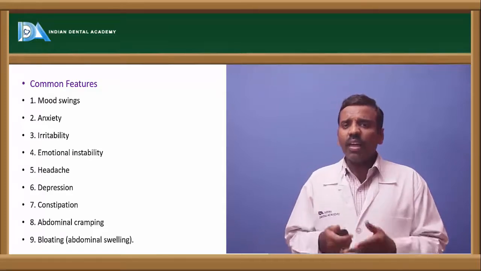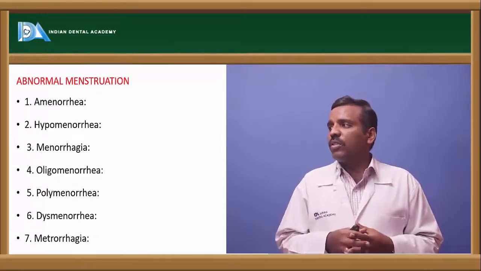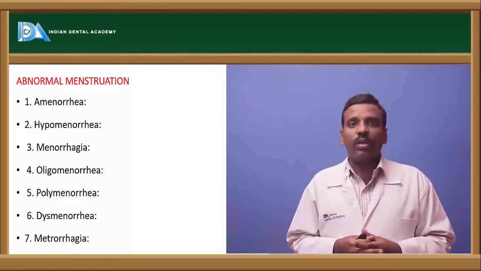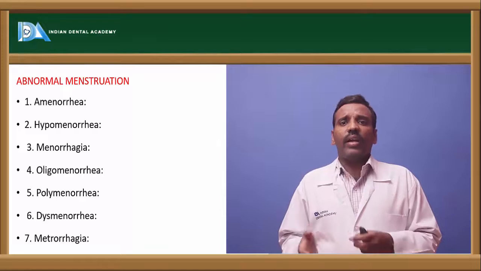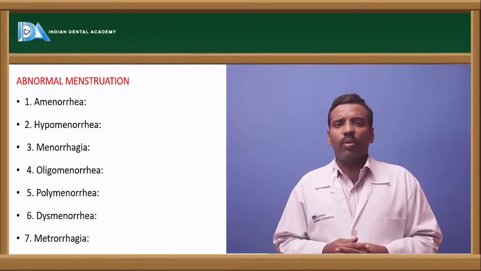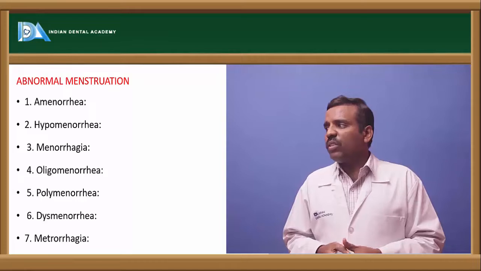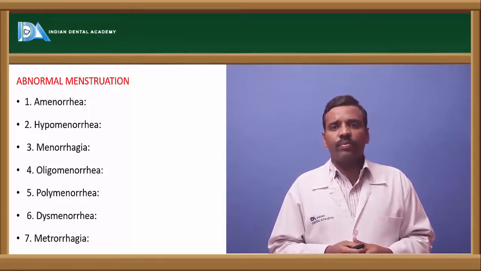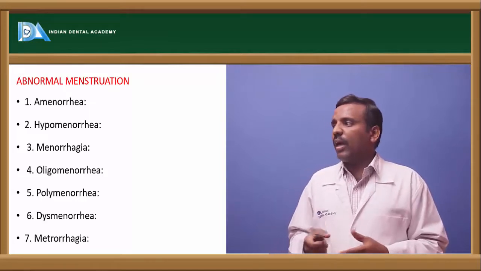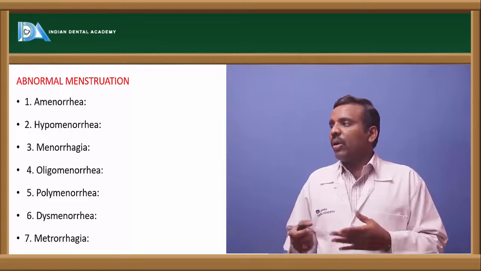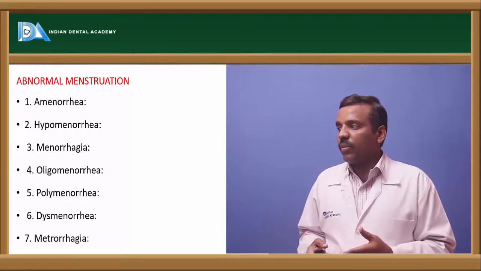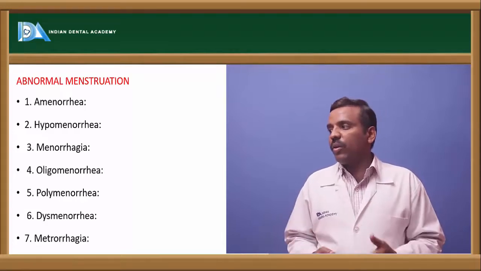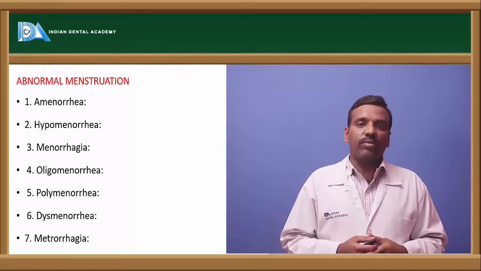Okay, and next, abnormal menstruation. What is abnormal menstruation? If any abnormality is present during the menstrual cycle, that is abnormal menstruation. The types are amenorrhea, hypomenorrhea, menorrhagia, oligomenorrhea, dysmenorrhea, and metrorrhagia.